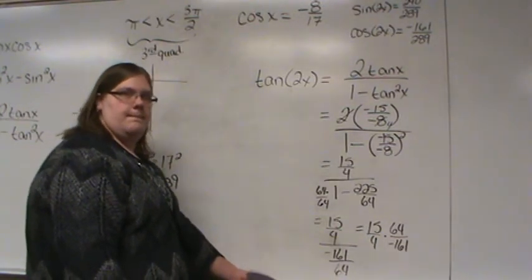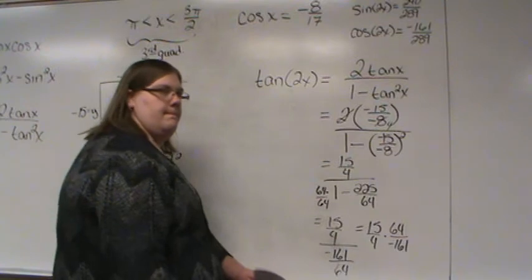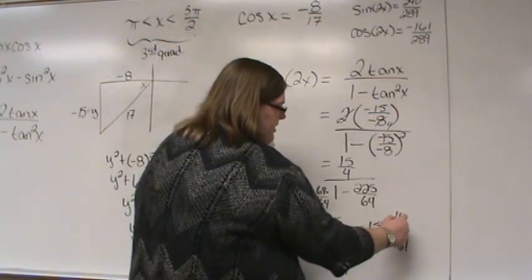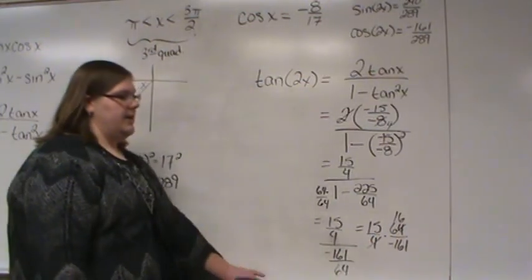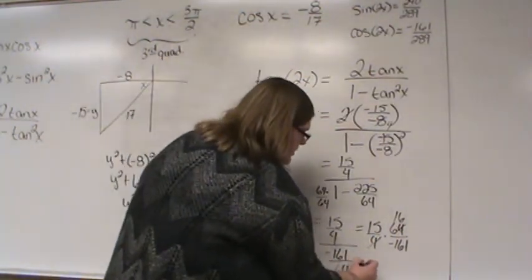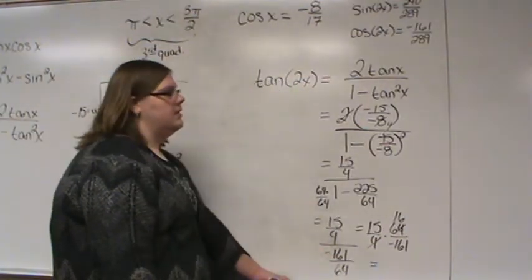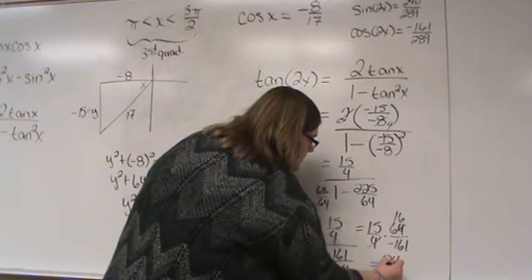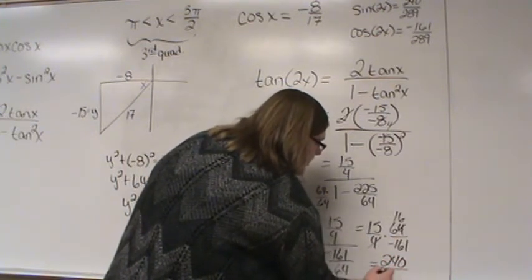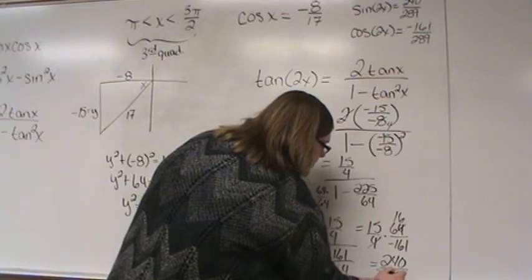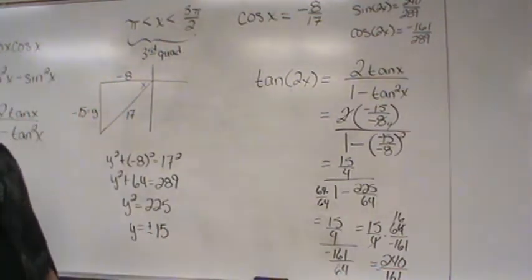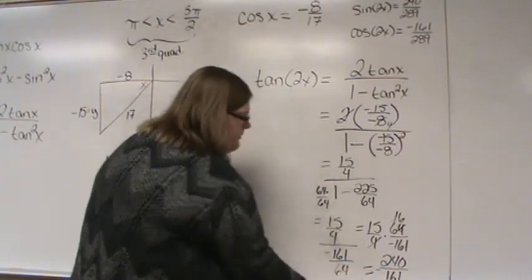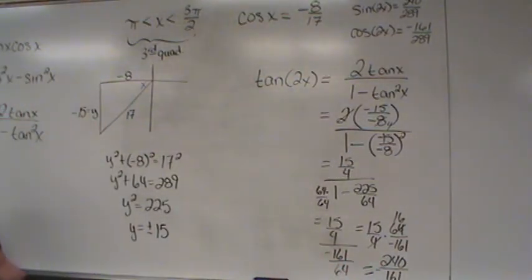And what did you guys get? It's not reduced, so this 4 can go into the 64 16 times. So you're going to have 15 times 16. That's going to give you negative 240 over 161. Yep, and that's as reduced as it gets. Sorry, it's hard to see my negative. So you end up with negative 240 over 161.